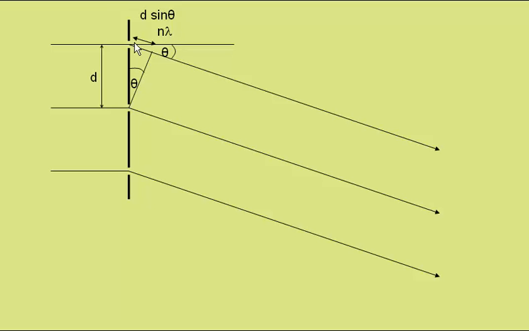So we've found that this distance here is n lambda, but is also d sine theta. So we can write that n lambda equals d sine theta. You will not be expected to derive this equation, but you will be expected to be able to use it.